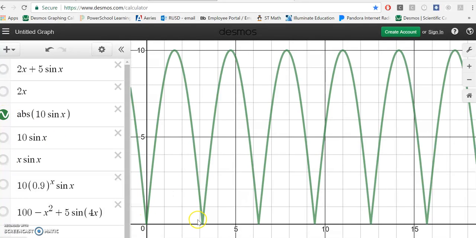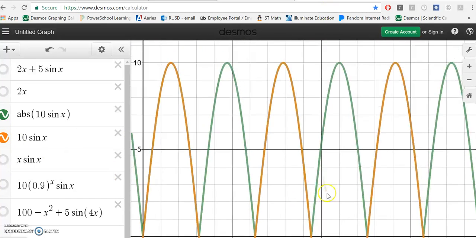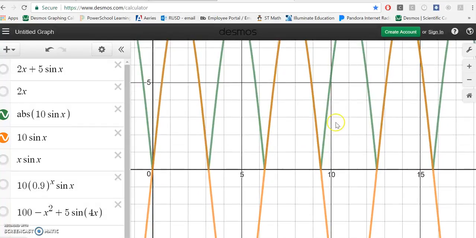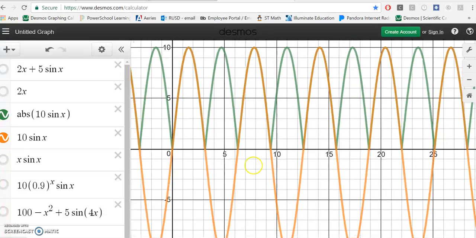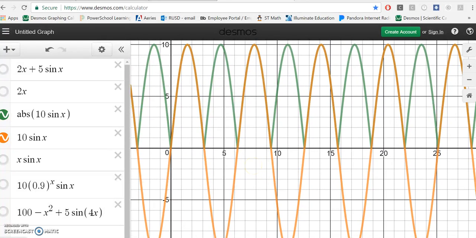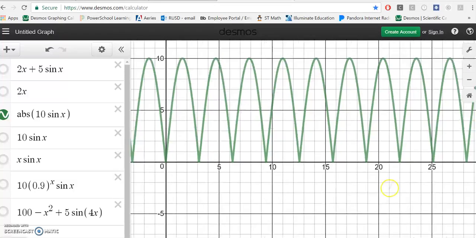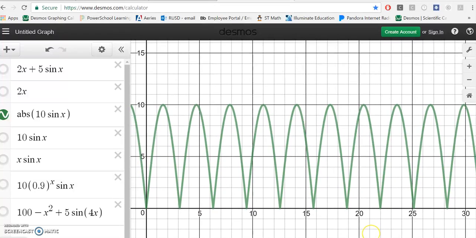Okay, so it's turning around here and here. I also graphed the one without the absolute value on it. You can see it's going down, and everything that was under the x-axis has been flipped over and changed. So let's turn this back off, because that's what the absolute value does. I hope you figured that one out.